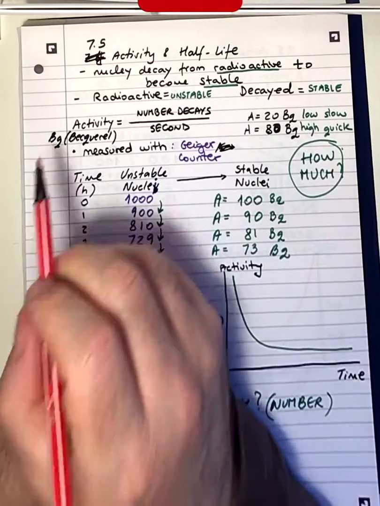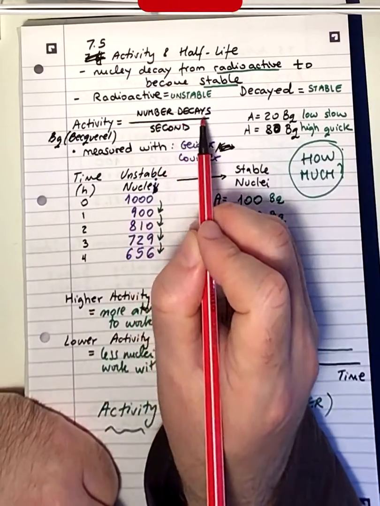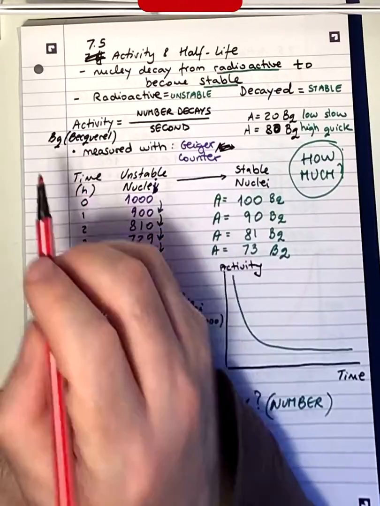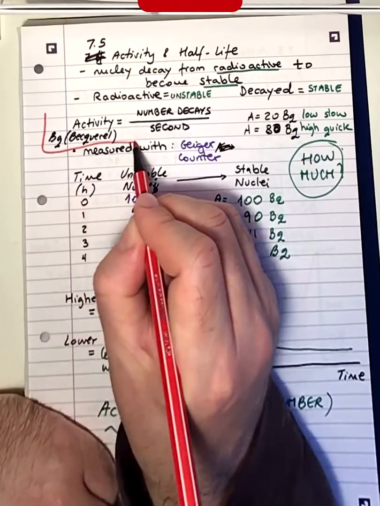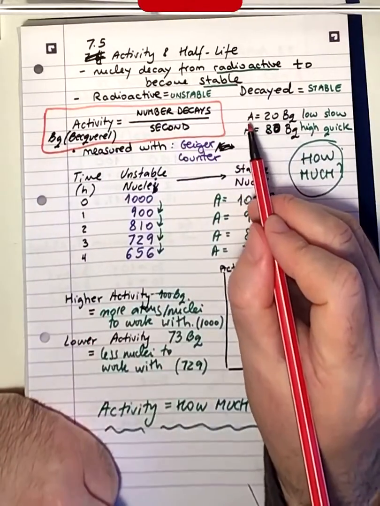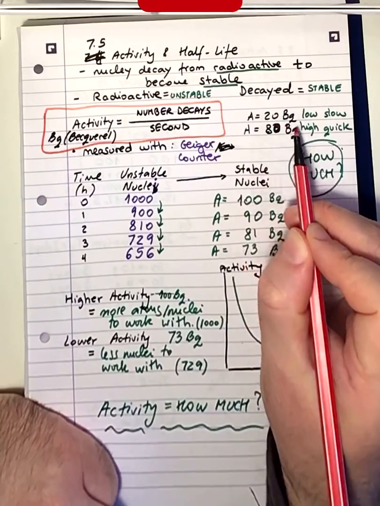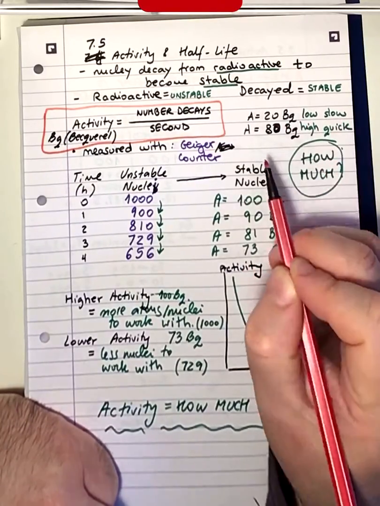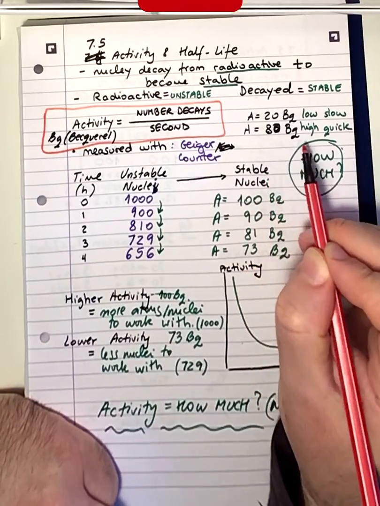And I can define activity as the number of decays per second. And it's going to be measured in Bq, becquerel. I'm just going to highlight this definition. If there is an activity of 20 becquerels, that means the activity is low. It's happening slowly. If the activity is 80 becquerels, that means the activity is high.